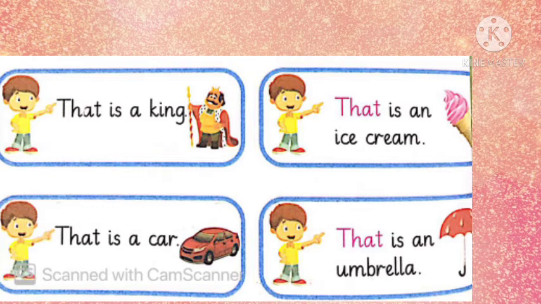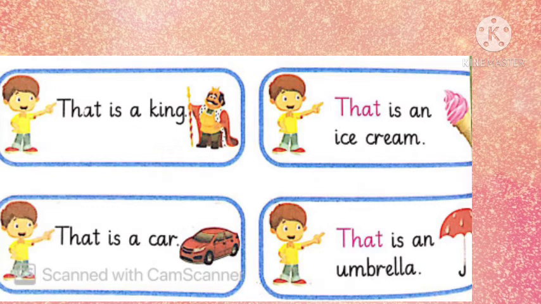Look at the next picture. Here is a car, and the car is far from the boy. And car begins with letter C. C is a consonant. So which article will we use? Yes, we will use a. So let's make a sentence. That is a car.